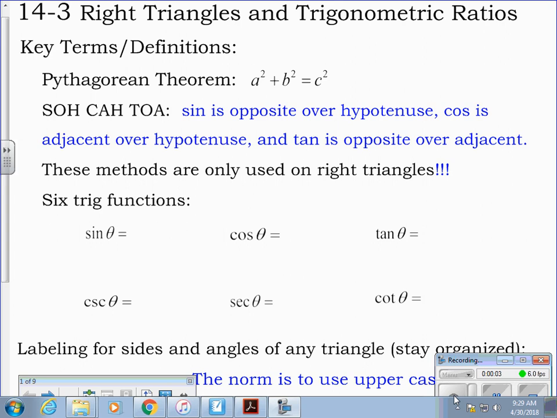So today, last new material we will cover this year. 14.3, right triangles and trigonometric ratios. We are strictly dealing with right triangle trigonometry today. We are not doing any other kind of triangle trig.